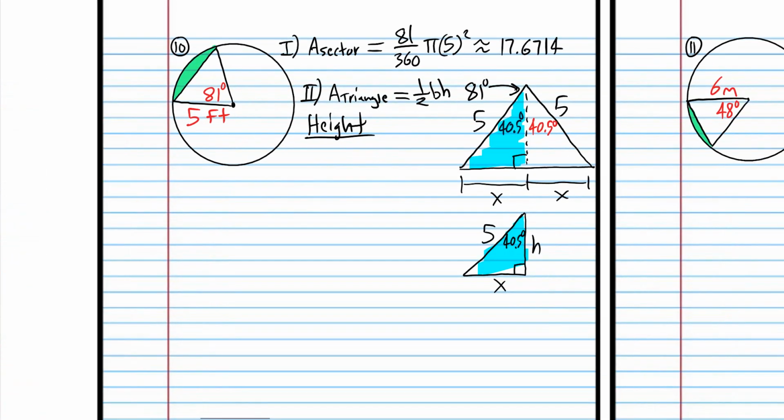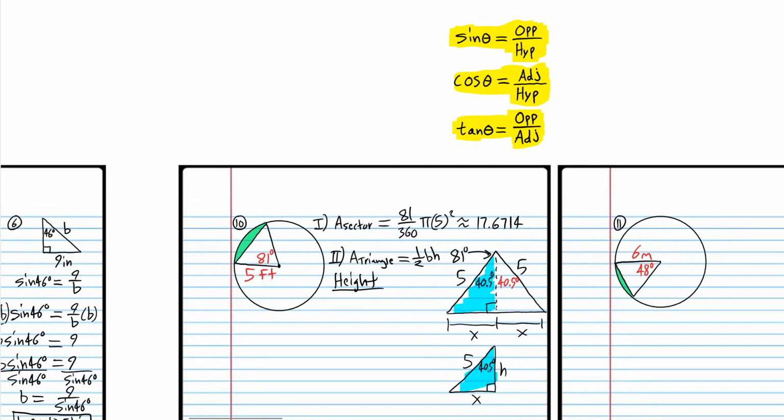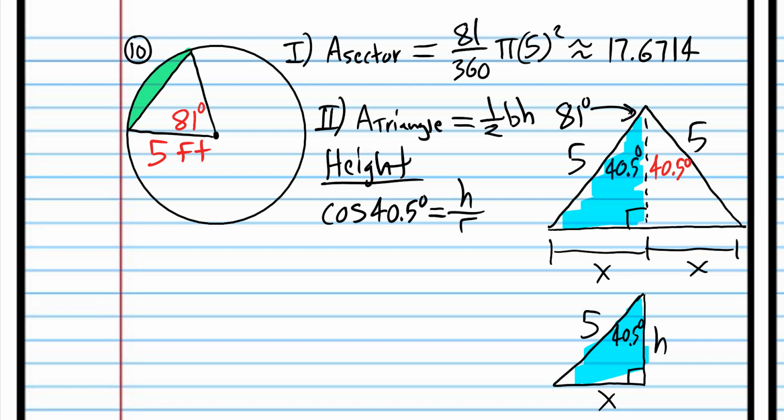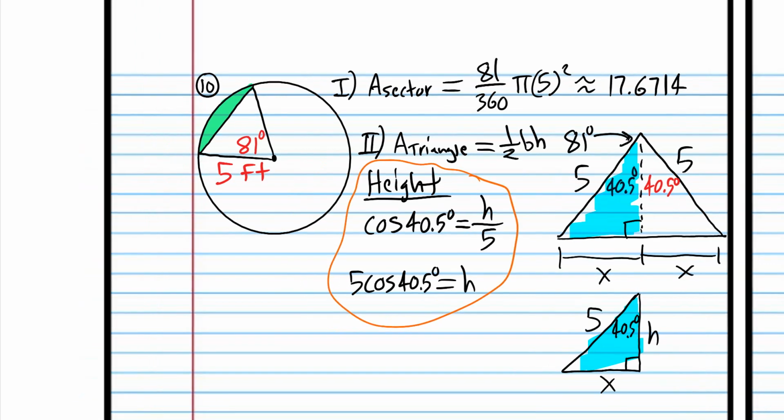So to find the height, we need the adjacent side and the hypotenuse. So you see our trig functions up there. That's going to be cosine. So cosine 40.5 degrees is equal to the adjacent side over the hypotenuse. Multiply both sides by 5, and we get 5 times cosine 40.5 degrees. That's the height. So all that work was just to find the height of the triangle.